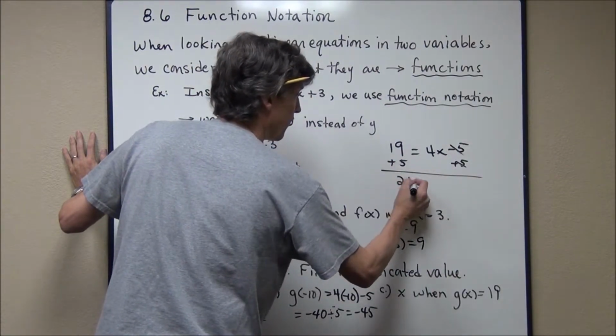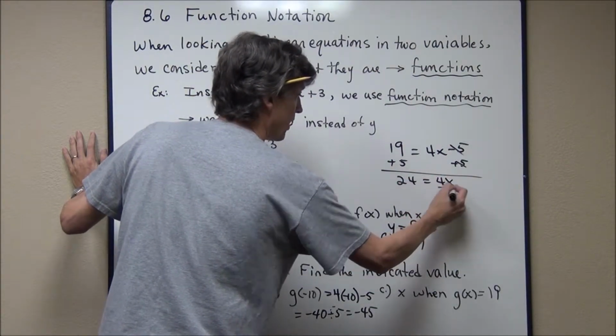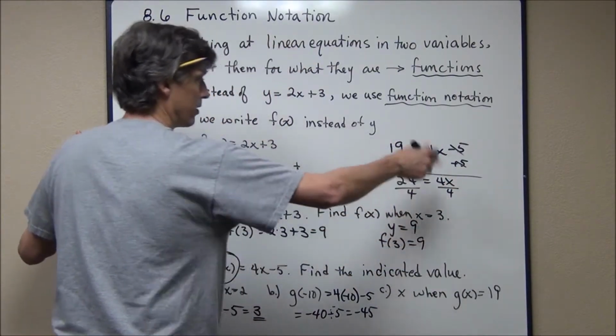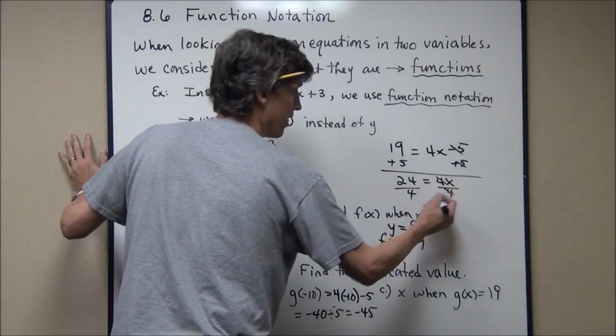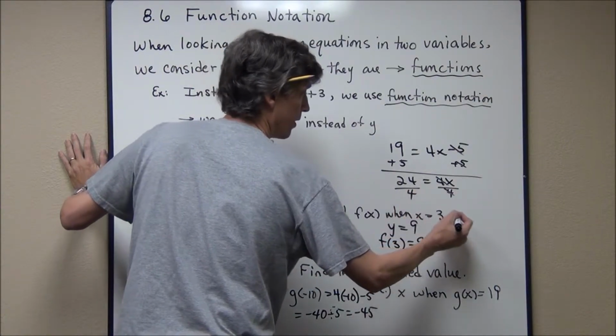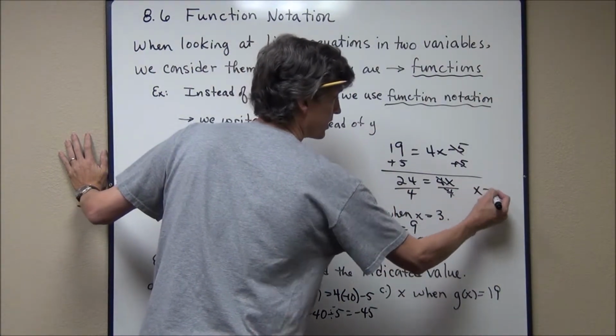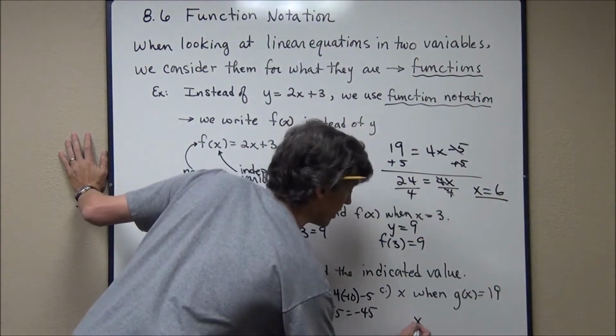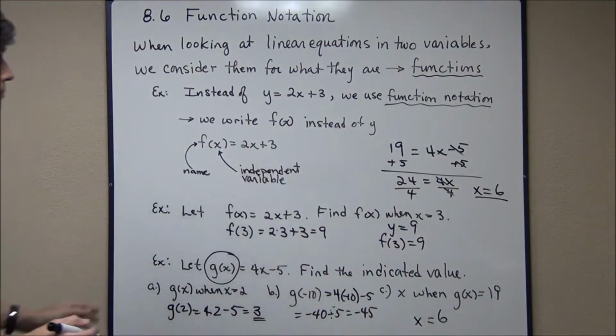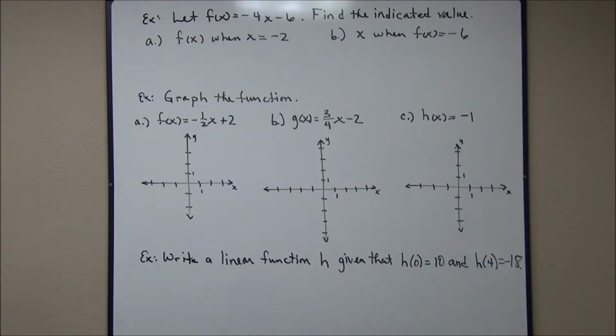And I'm going to get 24 equals 4x. Then I'm going to divide both sides by 4. I'm kind of combining steps here because I don't have a lot of space. And 24 divided by 4 is 6, so I have x equals 6, and that's my answer down here, x equals 6. Okay, let's now look at what we have here.